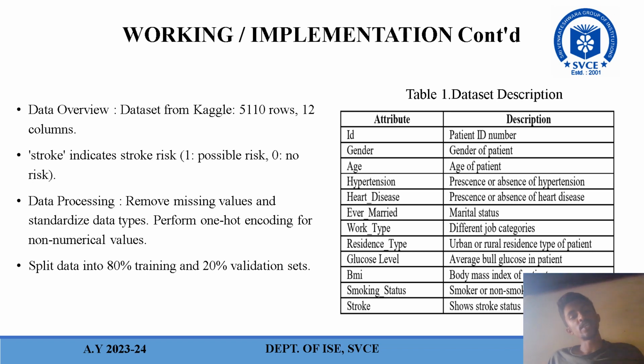Data processing: remove missing values, standardize data types, and perform one hot encoding for non-numerical values. So this is one hot encoding, a method used to standardize the data sets and remove the missing values. We will split this data set into 80% as a training data set and 20% for validation data set.